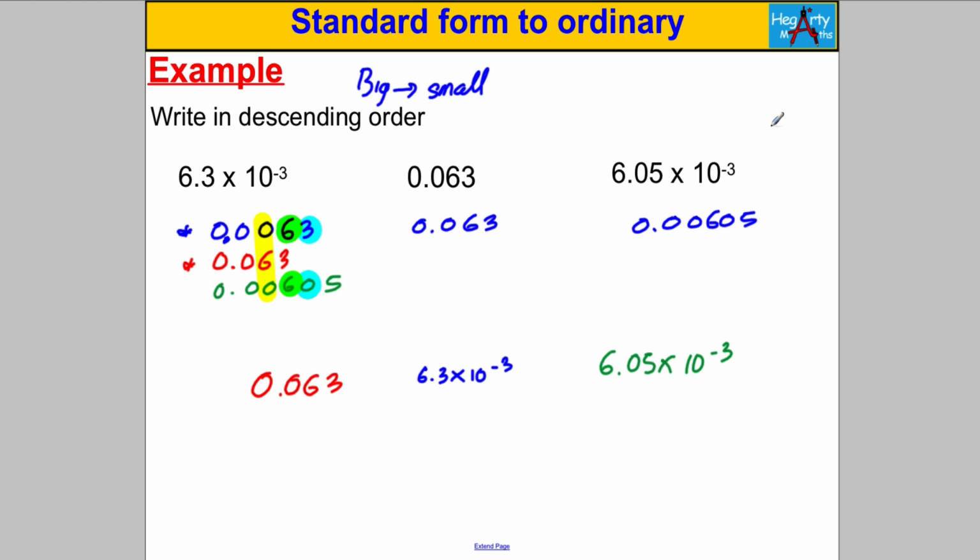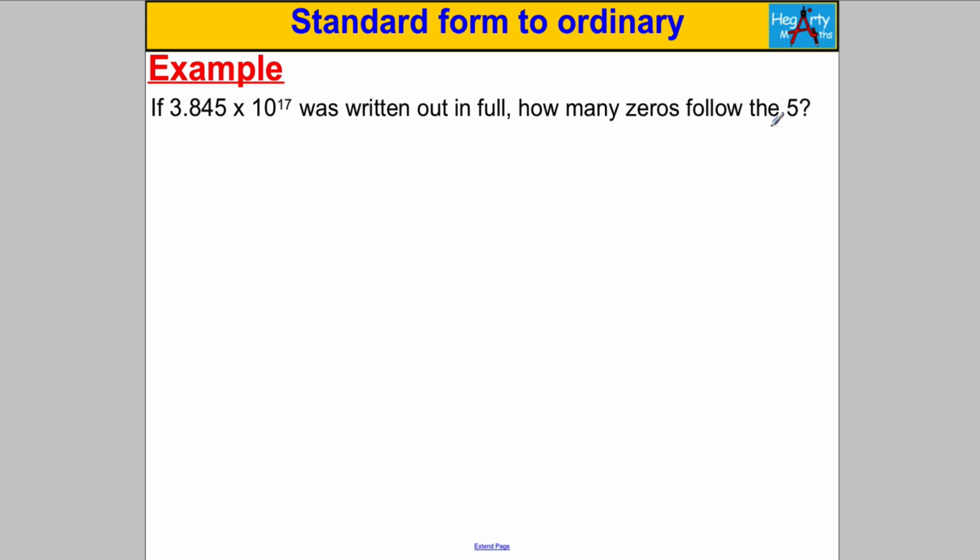Okay, let's try one more. If 6.845 times 10 to the 17 was written out in full, how many zeros would follow the 5? Well, a little problem for you there. You know when you're writing this out that you would write out 6845, wouldn't you? And you would count 17 spaces from the 6. 1, 2, 3, 4. 4 are already counted, so to have 17 after the 6, you would only count another 13. So we know there are going to be 13 zeros. I don't have to write them out, but the answer therefore is 13 zeros.